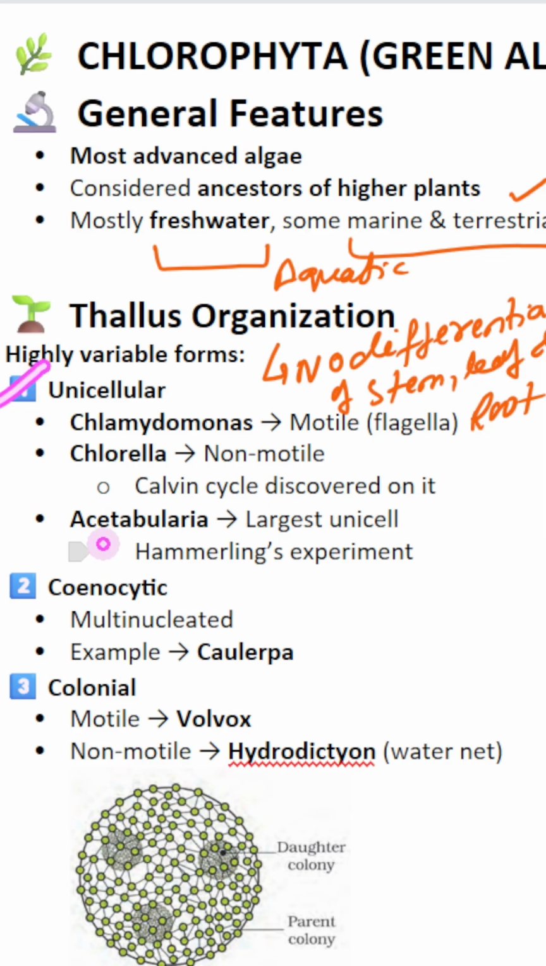First is the unicellular thallus, which is made up of only a single cell. Unicellular organisms are like Chlamydomonas, a unicellular organism with two flagella on it, so these are motile. But when we move on to Chlorella, they are non-motile because there is no flagella present. And one of the best algae is Acetabularia, which is used in experiments, and this Acetabularia is sometimes called the umbrella plant or umbrella algae. So these three algae are unicellular in nature, made up of single cells.